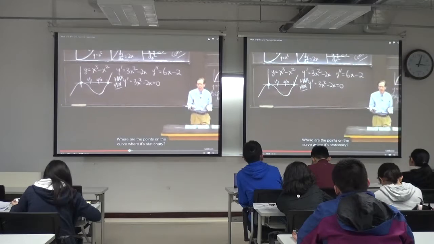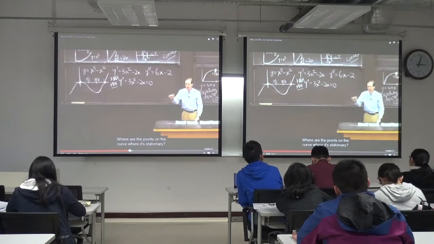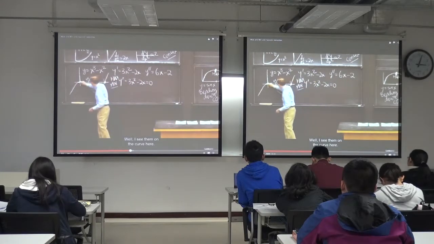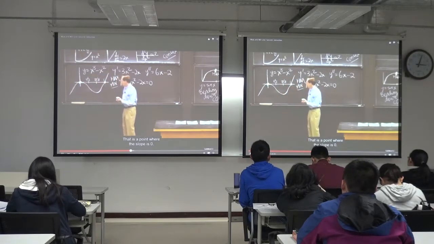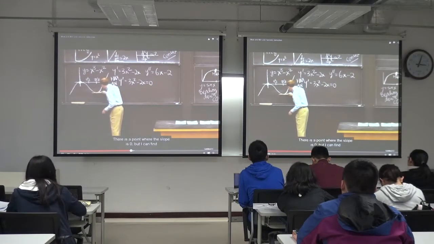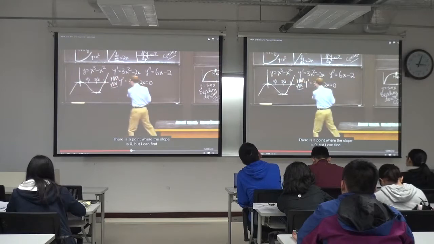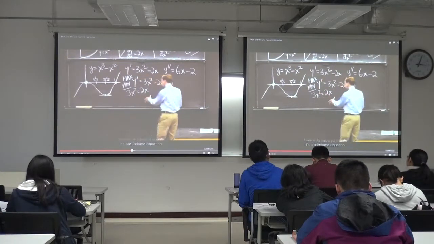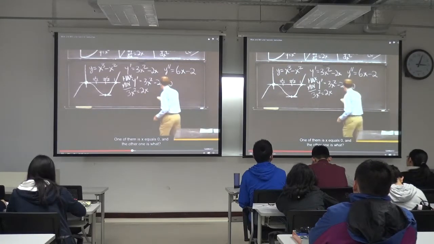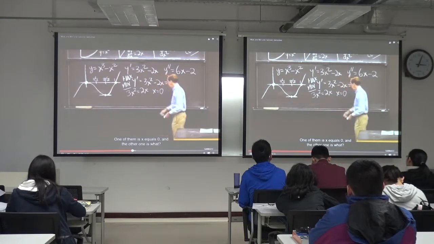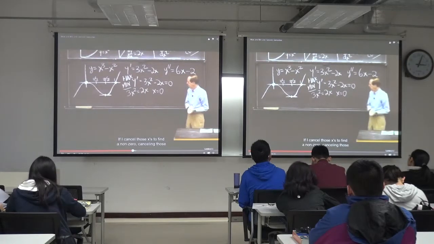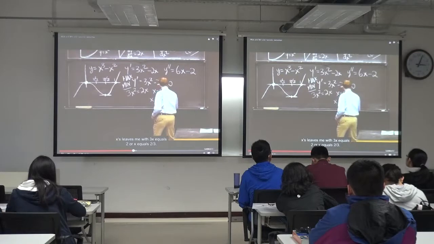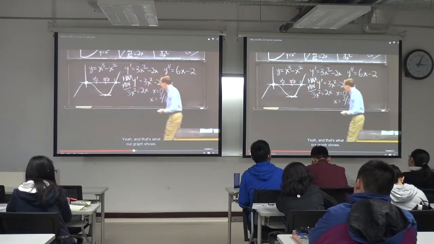So let me set y prime to be 0. What are the solutions? Where are the points on the curve where it's stationary? It's not climbing and it's not dropping. Well, I see them on the curve here. That is a point where the slope is zero, and I see one down here. There is a point where the slope is zero, but I can find them with algebra. I solve 3x squared equal to 2x, and I see it's a quadratic equation. I expect to find two roots. One of them is x equals 0, and the other one is what? If I cancel those x's to find a non-zero one, canceling those x's leaves me with 3x equal 2, or x equal 2/3. Yeah, and that's what our graph shows. Okay.